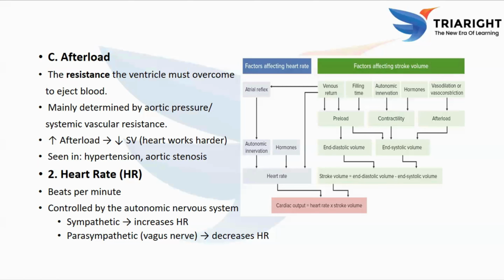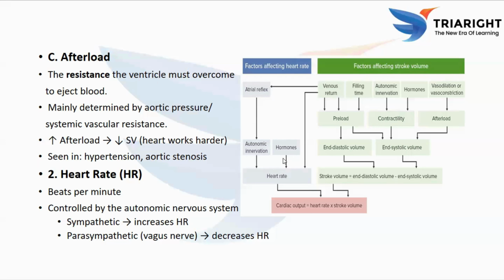So here you can see the picture of how the factors affect stroke volume and how the factors affect the heart rate. So factors affecting the stroke volume: the preload, venous return and filling time; the nerves and hormones are the contractility; and afterload, it is the resistance in vessels. Whereas factors affecting the heart rate: it's autonomic control, sympathetic and parasympathetic, and hormones like adrenaline.